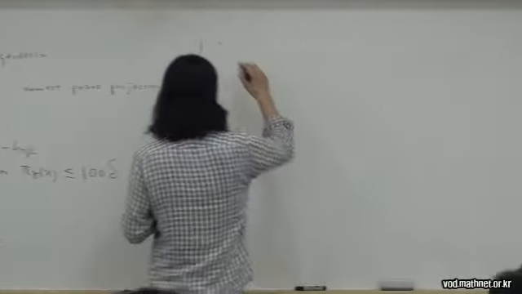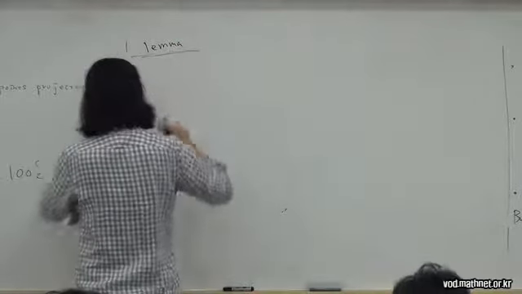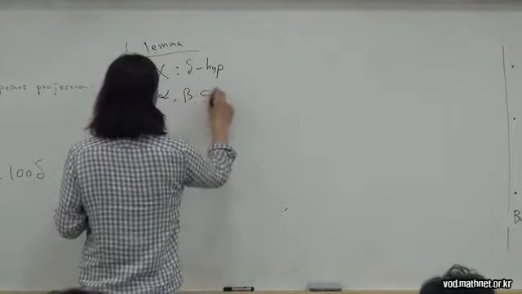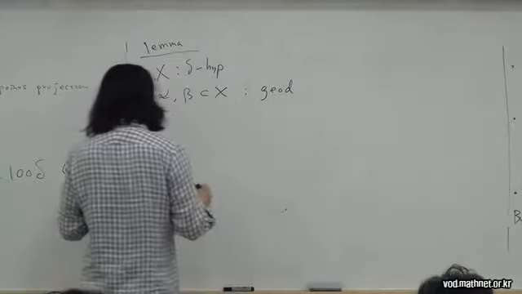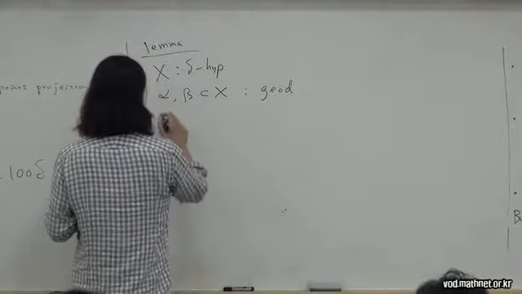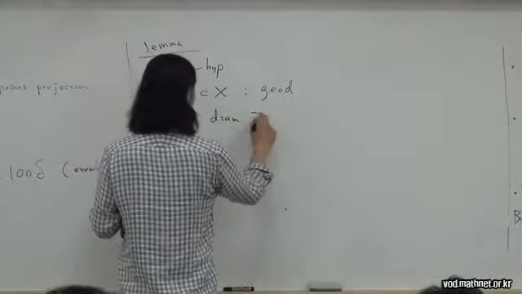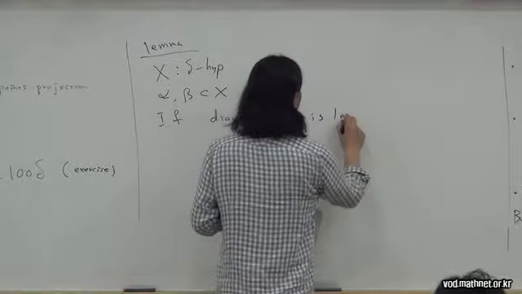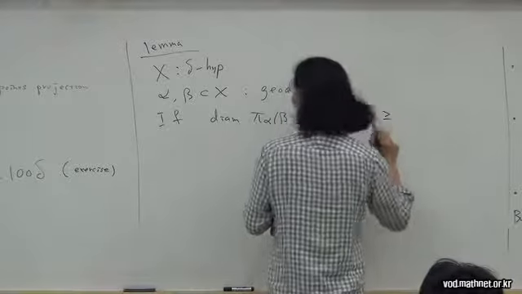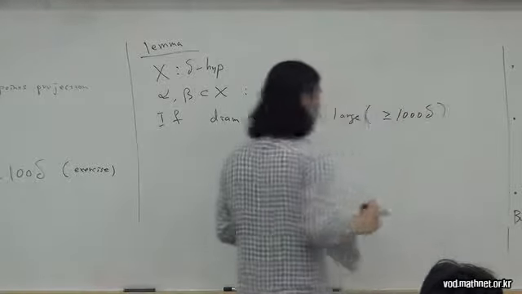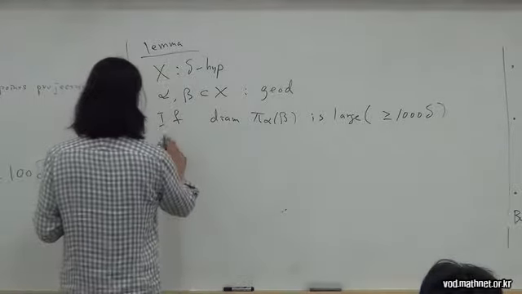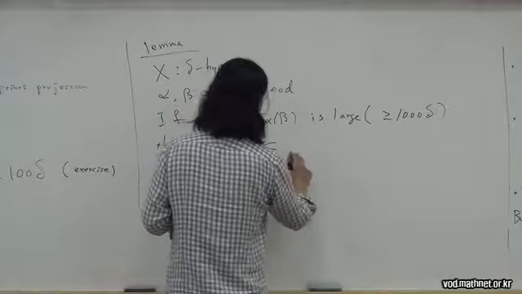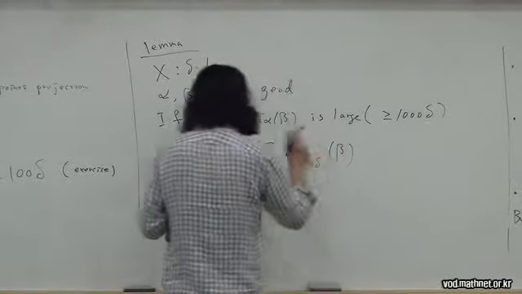Then here is another lemma. Again, x is delta hyperbolic. If alpha, beta are geodesics, if the diameter of the nearest point projection of beta to alpha is large, large meaning maybe larger than, say, 1000 delta, then this projection is contained in, say, a 20 delta neighborhood of beta. Okay, I'll draw a picture for you.